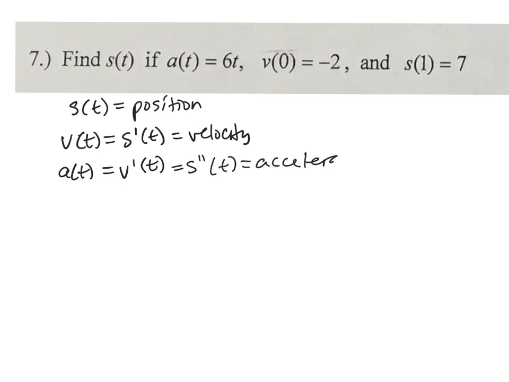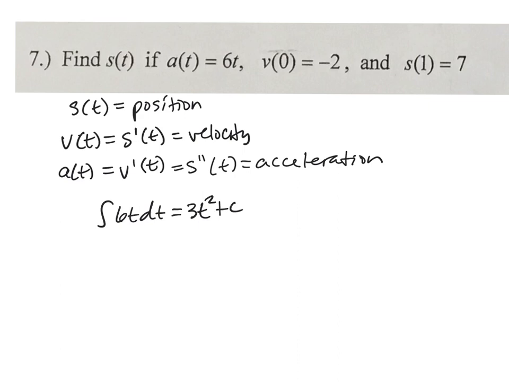Okay, so to solve this differential equation in number 7, what we're looking for is we're trying to find s of t. Okay, so if we're given a of t, that means we're going to have to integrate twice. We're going to integrate the first time to get velocity, and then we'll integrate velocity to get position. So let's start by taking the integral of a of t, which is 6t dt. Okay, that's going to be equal to 6t to the second over 2, which reduces to 3t squared plus c.